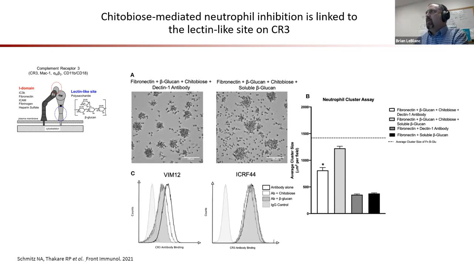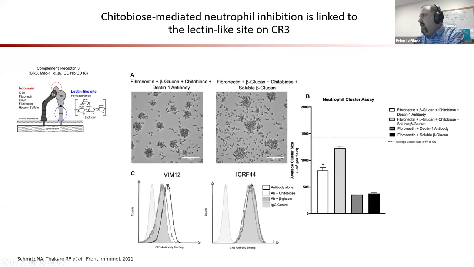So how do I go about determining if this affects the lectin-like site of CR3, which is a very difficult thing to do? What I used was an antibody that binds to the lectin site of CR3. As a control, I used an antibody that binds to the I domain. And when I added chitobiose, I wanted to see if it would interfere with the binding of that antibody.